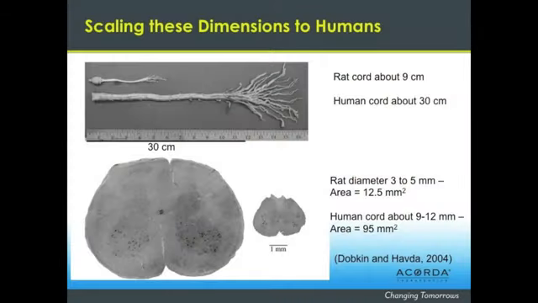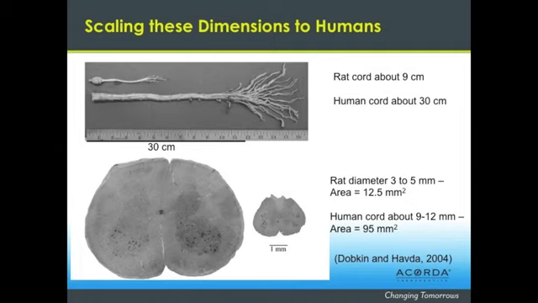If you look here, this is some work recently published by Acorda comparing a rat cord and a human cord. And while simple, I think the point is clearly made. A rat cord is about 9 centimeters at most. A human cord is in the ballpark, depending on where you end, of about 30 centimeters. And if you look on a cross-sectional area, rat cords, depending on which section of the cord you're looking at, are somewhere around 5 millimeters, whereas human cords range from 9 to 12 millimeters in diameter.